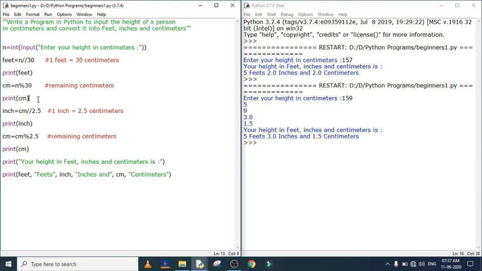I hope you will understand this program and practice it. Try to write more programs, and for any confusion you can contact me.